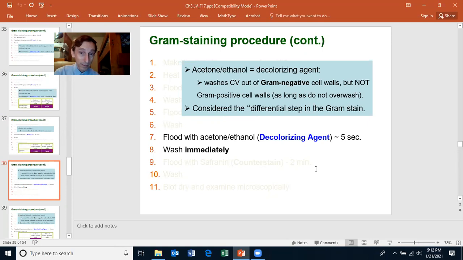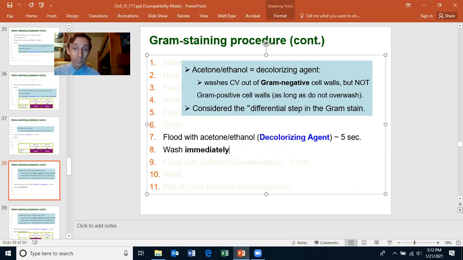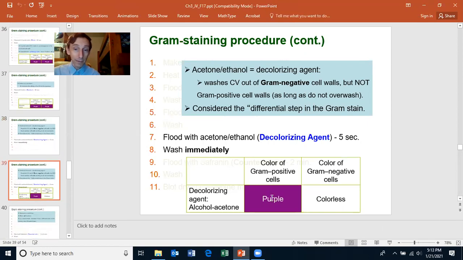But when you flood with the acetone ethanol, you need to immediately water wash, because even the trace amounts of the decolorizing agent on the slide, I'm trying to show you a slide here, which isn't a slide, I'm using it as a slide. Even the trace amounts on the slide will continue to decolorize the cells. So if you were to leave that on, the gram-positive cells, if you give it enough time, will be decolorized, meaning the decolorizing agent will pull out the crystal violet from the gram-positive cells. So you need to water wash immediately. Any questions about that? And then the color of the cells, the gram-positive cells will be purple, the gram-negative cells will be colorless.